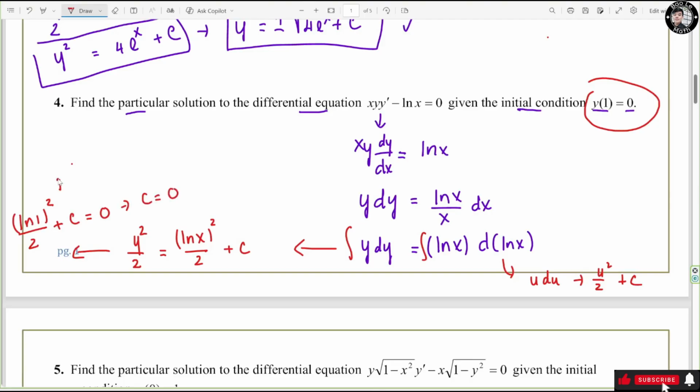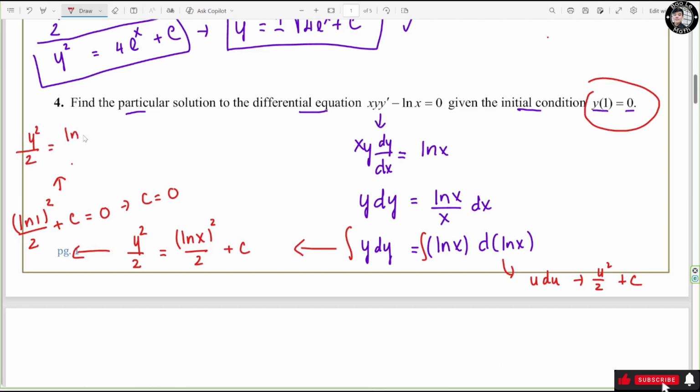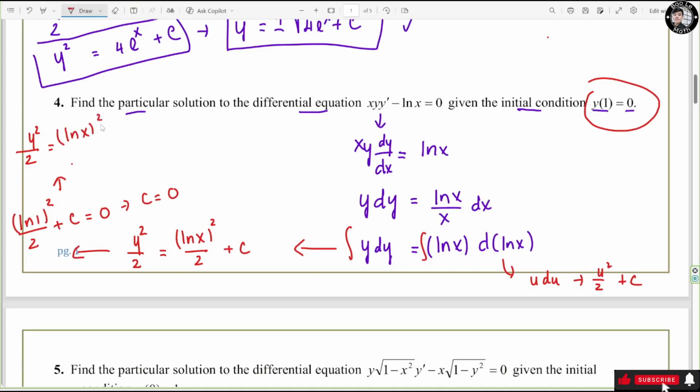And then the equation becomes y squared over 2 equals (ln s) altogether squared over 2. And then you just multiply both sides by 2. So you have y squared equals (ln s) altogether squared. This one is the final answer.